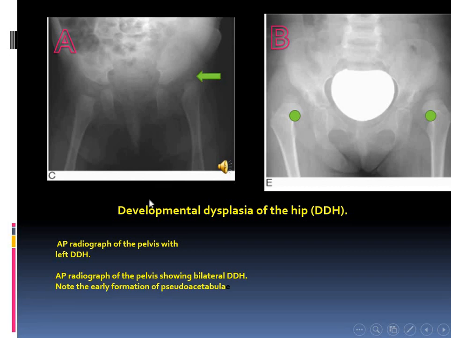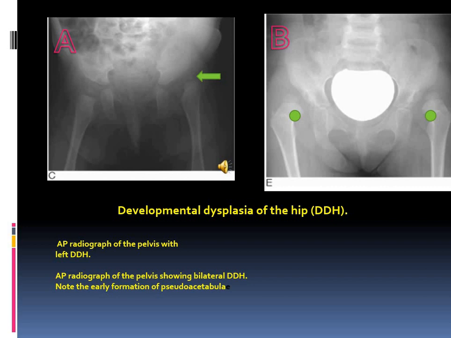We have here two examples. In example A, we can see that there is a left DDH. This is because of the abnormal shape of the left hip. If you try to draw the Shenton line and Perkin line, you can detect that the epiphysis is very small and at an abnormal position, and even the Shenton line will be interrupted.